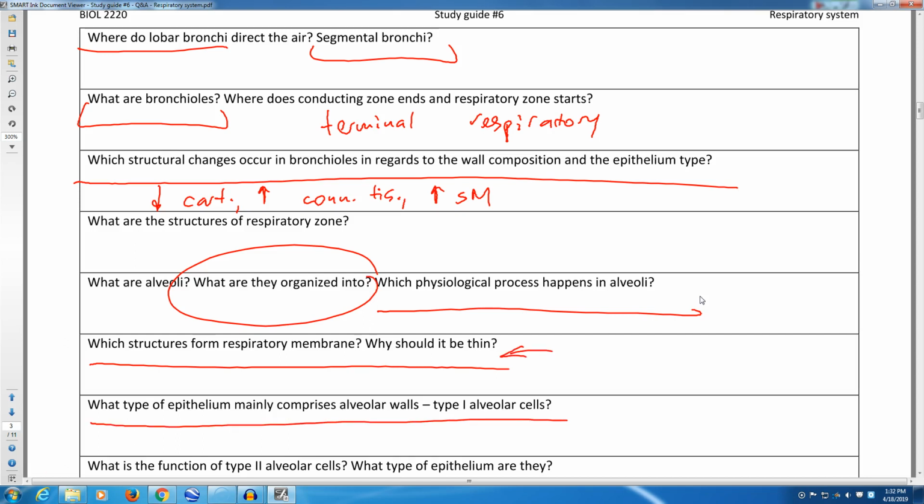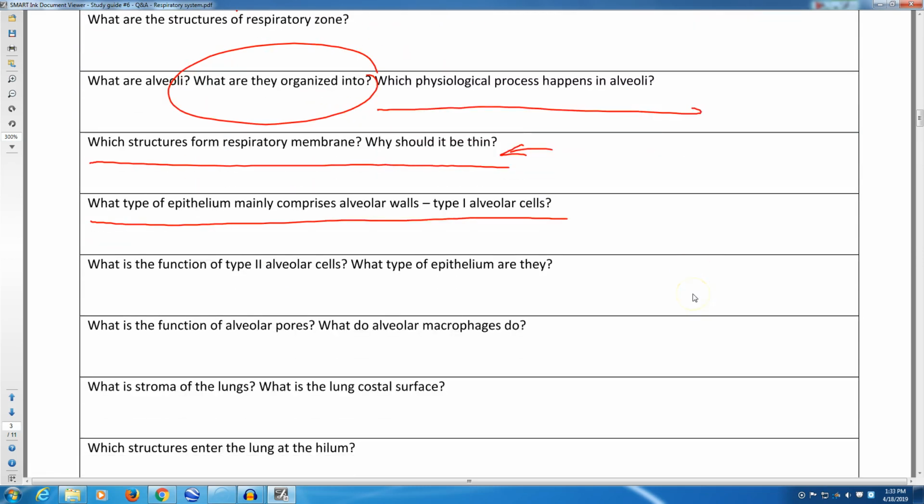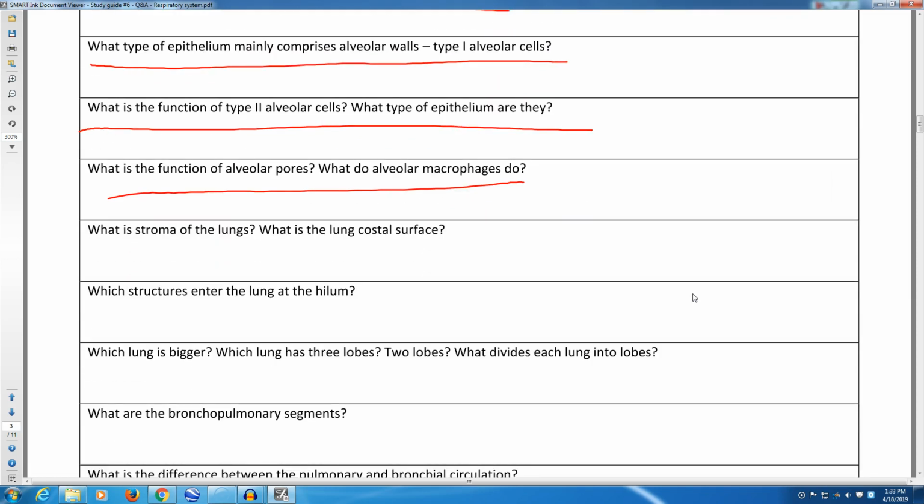Type 1 alveolar cells, simple squamous. Type 2 alveolar cells, simple cuboidal, produce surfactant. Alveolar pores connect alveoli, allowing them to equally distribute pressure, air pressure in the alveoli.